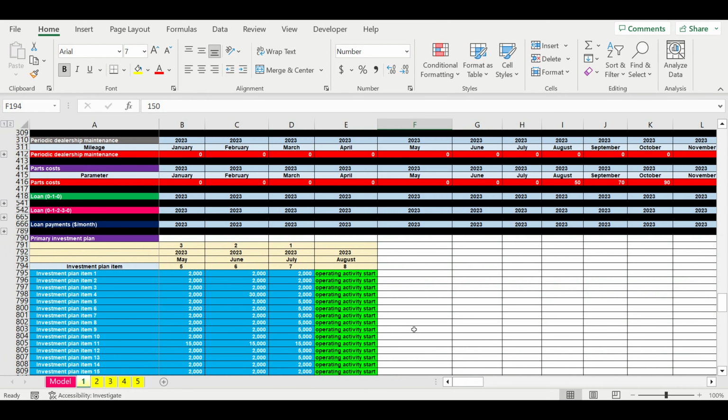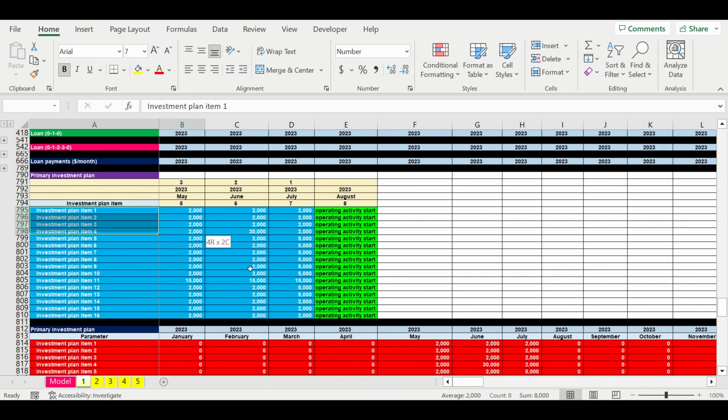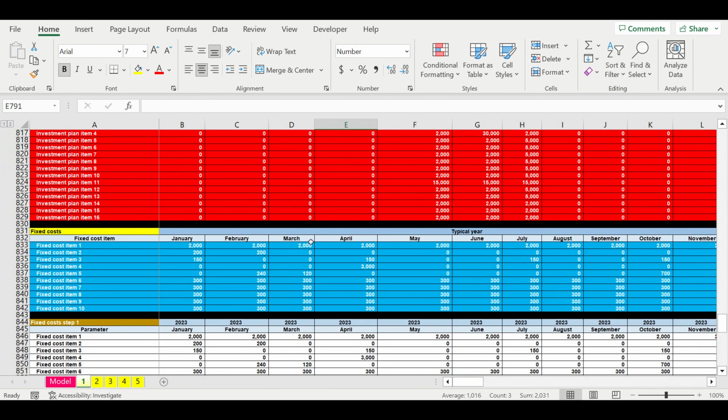Then we have an investment plan for this car. These are the investment items. This is how much we invest, and this is when we are investing, before we start operating activity for this particular car. Then we are talking about fixed expenses.